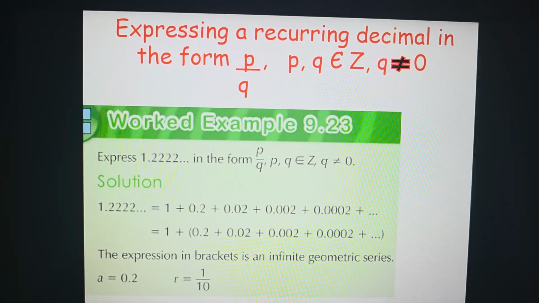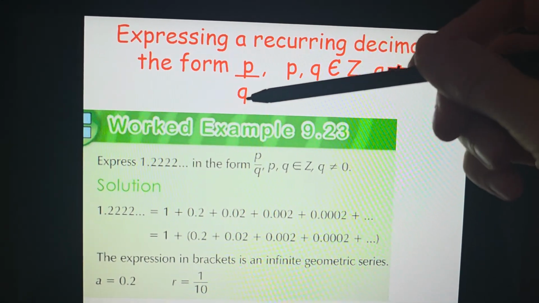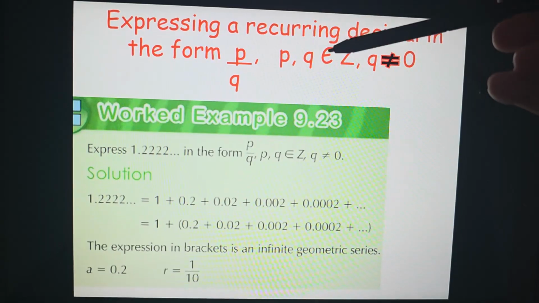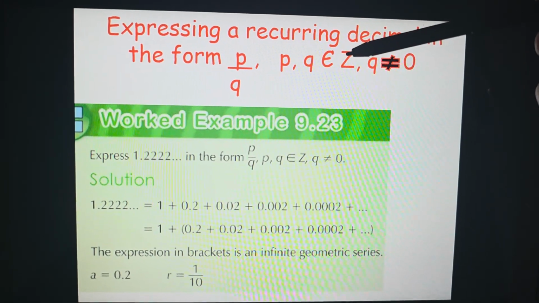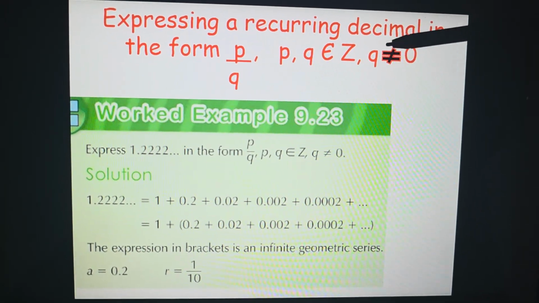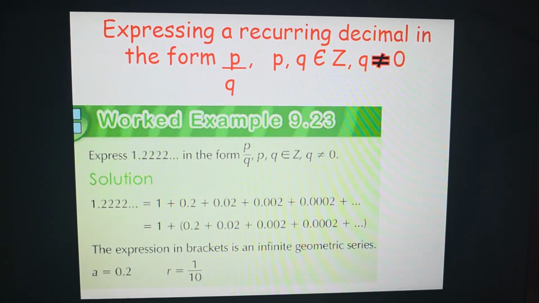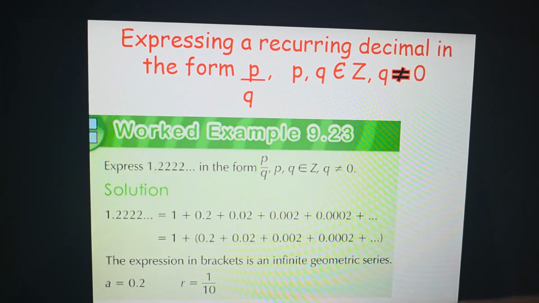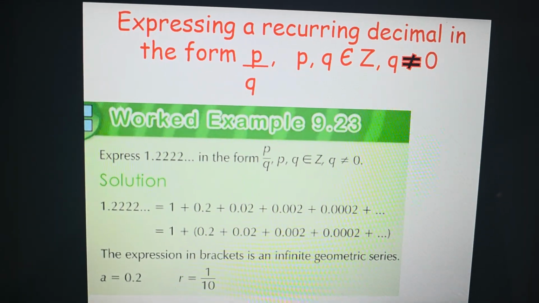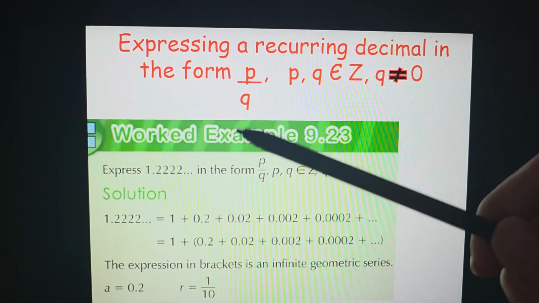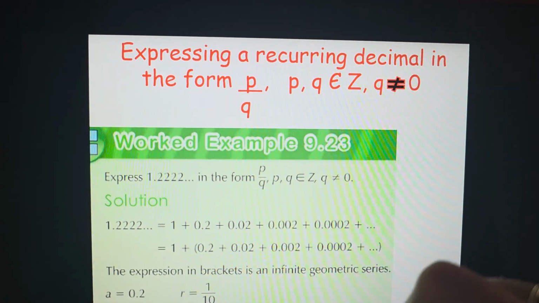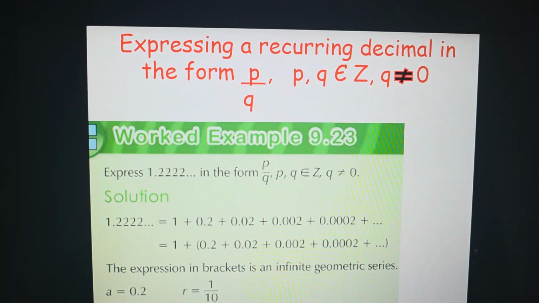Expressing a recurring decimal in the form of a fraction, so p over q, that's fraction format, where p and q are elements of integers, so they're positive or negative whole numbers, and q cannot equal 0. If you have a 0 in your denominator, it's an undefined number. Okay, so the sum to infinity of a geometric series is going to come into play for expressing a fraction as a recurring decimal, or expressing a recurring decimal as a fraction, okay?